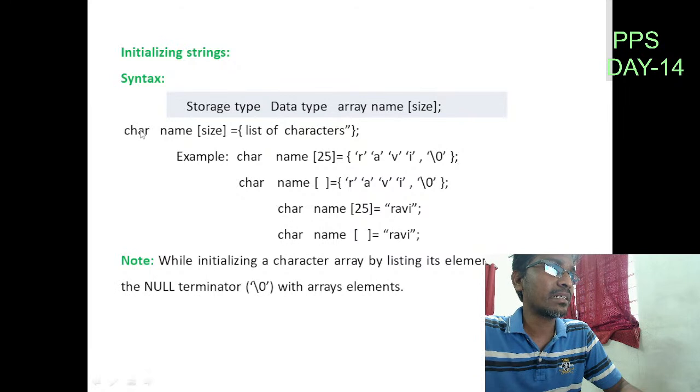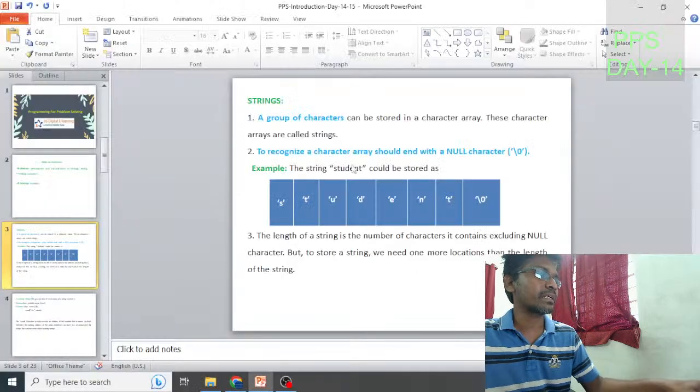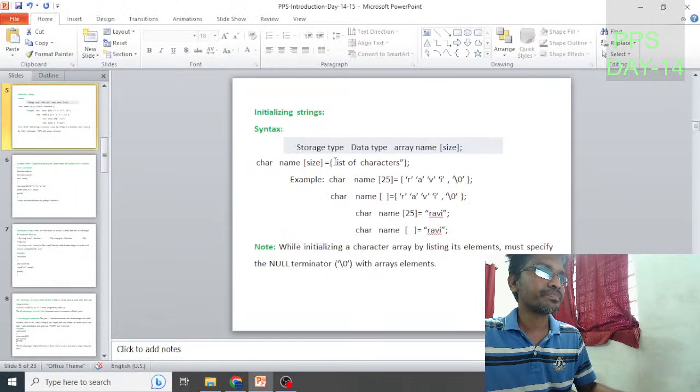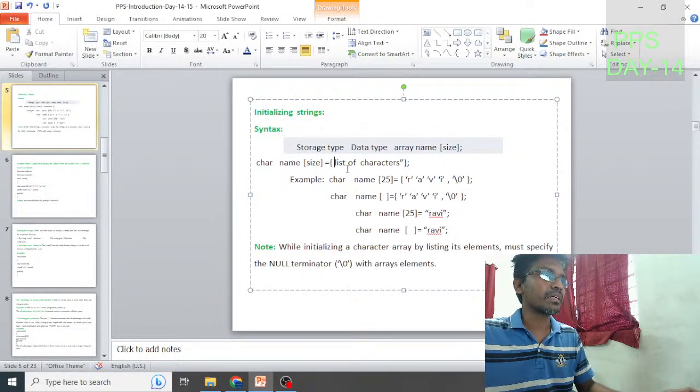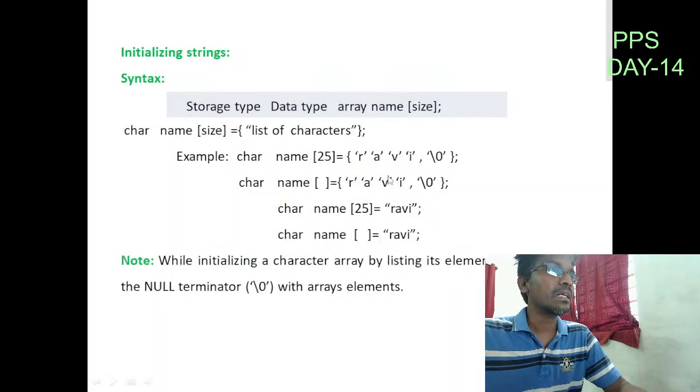So it is a data type followed by array name and followed by size is equal to a list of characters. The list of characters can be written in single quotes or in double quotes. For example, char name followed by 25.